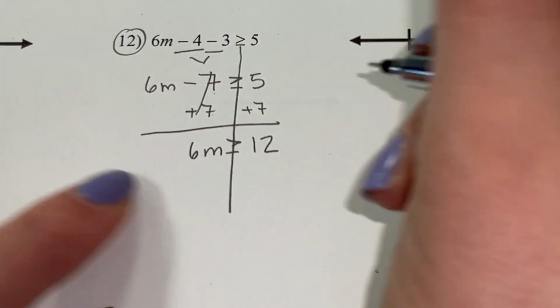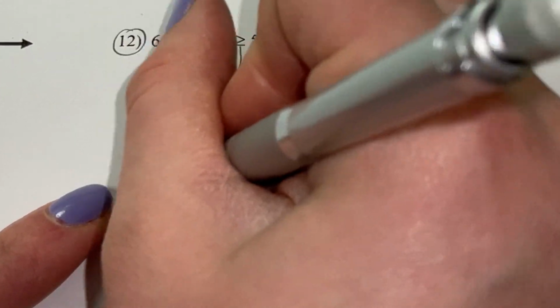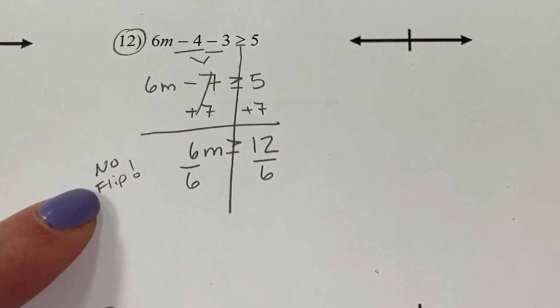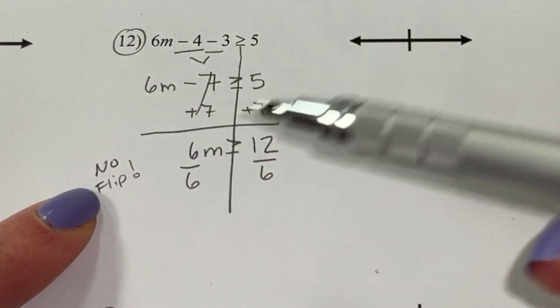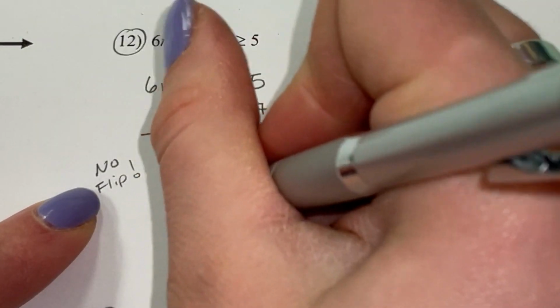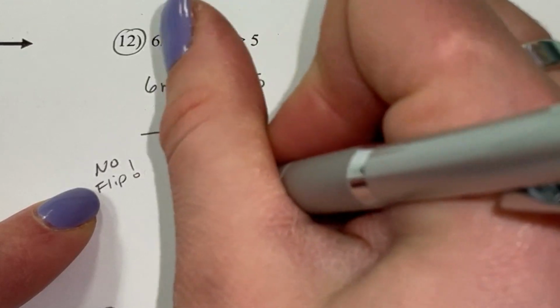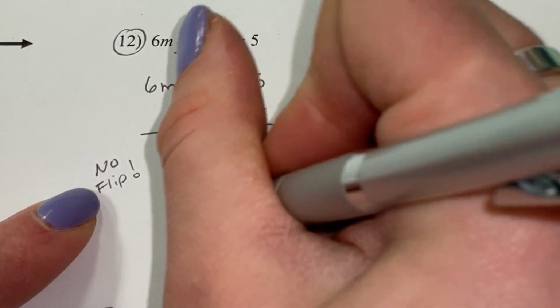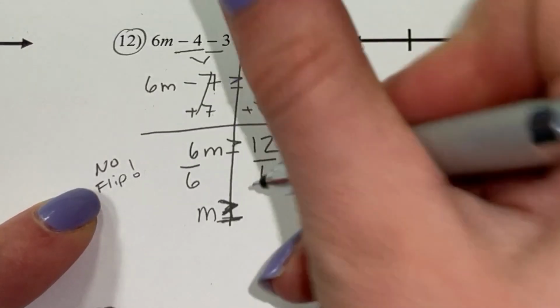All right, I got to get rid of this 6, so I have to divide it on both sides. We do not flip this time because this was a positive 6 here. So that means I still have m. My symbol does not flip around, so it's still the same direction. And then 12 divided by 6 is 2.